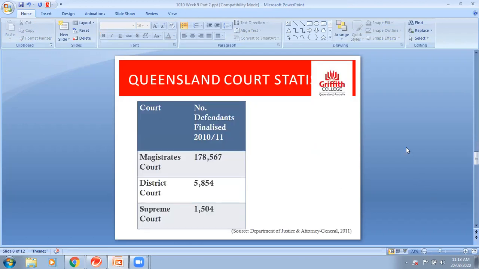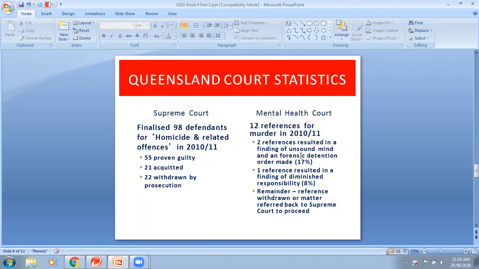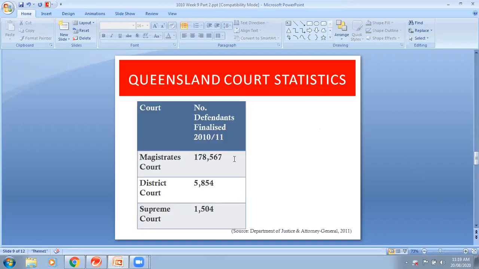So what are our statistics in Queensland courts? Well, the number of people that go through mental health courts is really, really small. Okay, I know this is now 10 years old, but it hasn't really changed in looking at how many go through mental health courts to how many go through the normal courts. So if you look at those figures, 178,500, and these are a little bit higher now. So that's what goes through those courts.